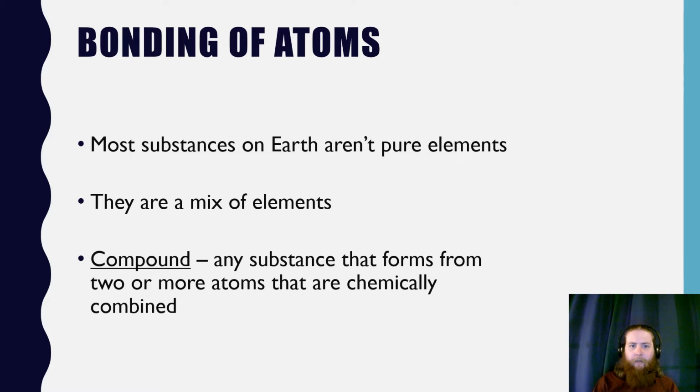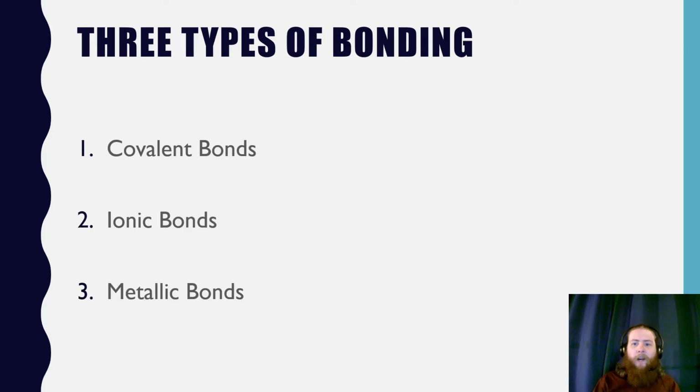Most of our substances aren't pure elements. We have this bonding that happens between our atoms. They are a mix of elements, like water is a mix of two elements, hydrogen and oxygen. A compound is any substance that forms from two or more atoms that are chemically combined. And there are 3 types of bonding that can occur. There's covalent, there's ionic, and there's metallic bonds.